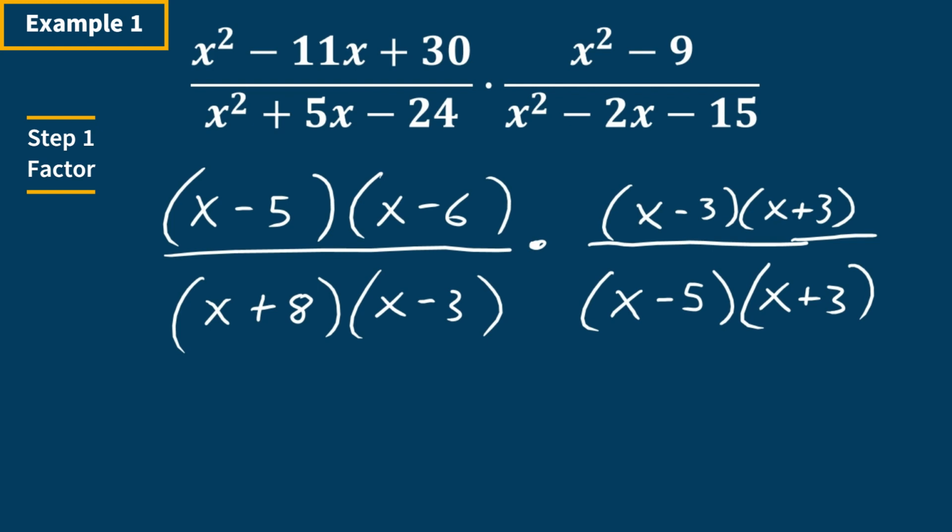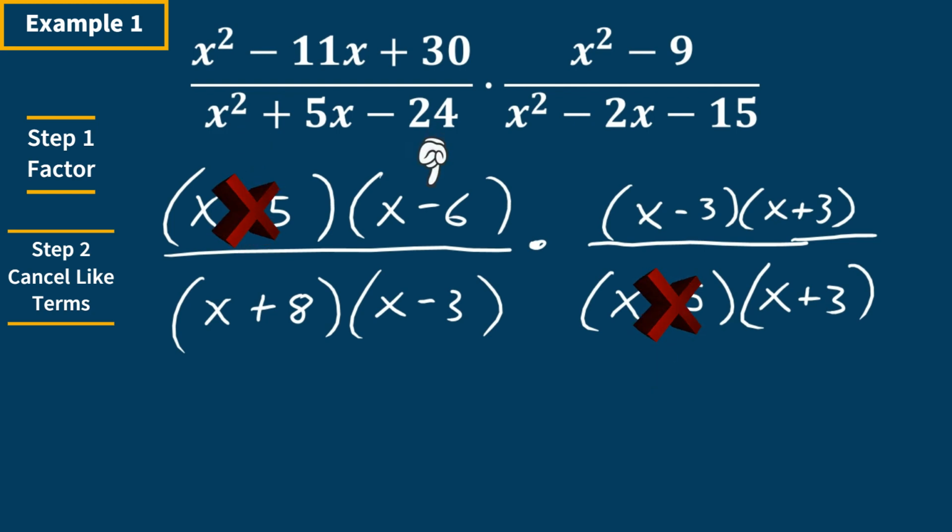Now what we have to do is cancel anything that's the same in the numerator as it is in the denominator. All we have to do is look at the binomials in the numerator, and we're going to go down one by one and see if there's anything in either denominator that we can cancel with it. So let's look at this first one. We have x minus 5. As we can see, there's an x minus 5 in the other denominator. That means we can cancel these. So let's go ahead and cancel them.